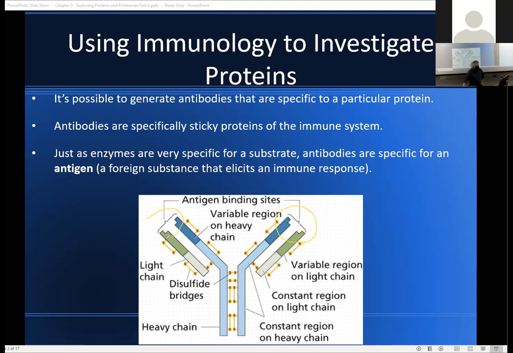Just as enzymes are very specific for substrates, antibodies are very specific for antigen. And again, antigens are determinants on the surface of pathogens, a foreign substance that elicits an immune response. So in order for antibodies to be generated, your body has to recognize something as foreign, and then it will generate antibodies against that foreign substance.